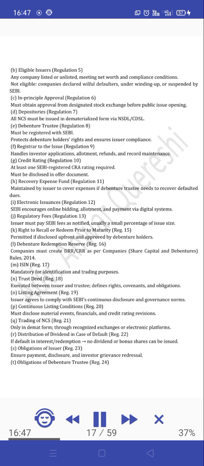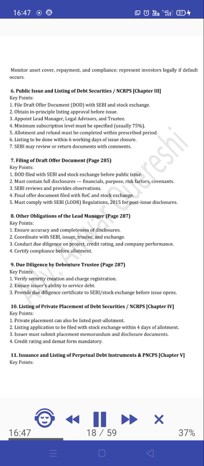S. Obligations of issuer, Reg. 23: Ensure payment, disclosure, and investor grievance redressal. T. Obligations of debenture trustee, Reg. 24: Monitor asset cover, repayment, and compliance. Represent investors legally if default occurs.